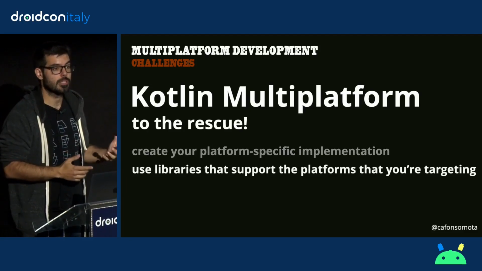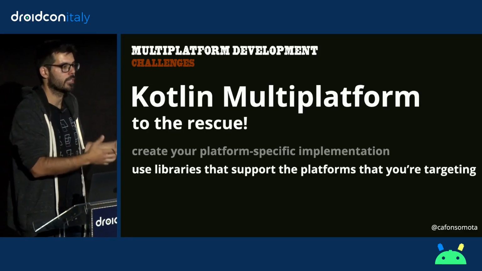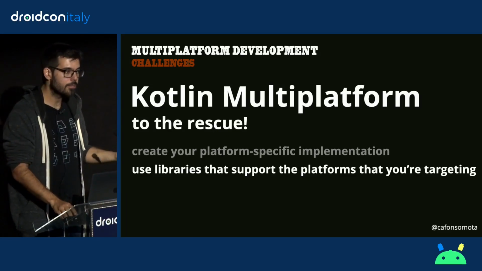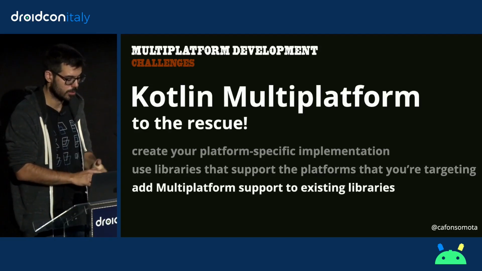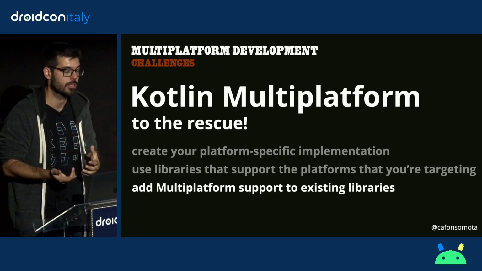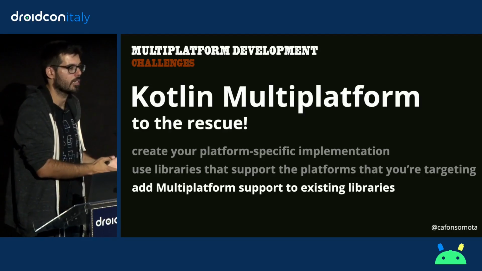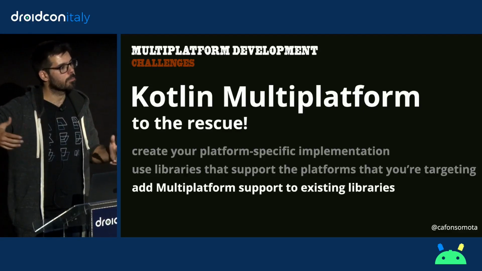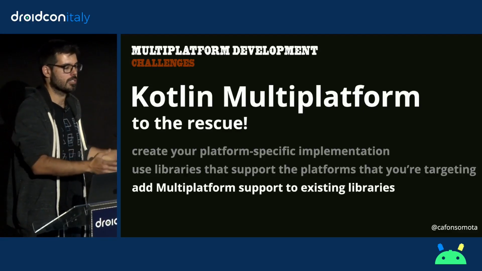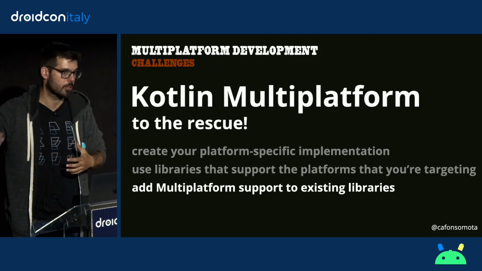You can use libraries that already give you this support. There are a couple of libraries that are already ready for the desktop, for instance. And for those that don't have that support, you can always create your own. So you can add multiplatform support to existing libraries. Sometimes it can be something as easy as just adding the JVM target if you want to build it for desktop. A lot of times it's more complex than this because there are things that are just Android specific, and you need to implement the same things for desktop and iOS.